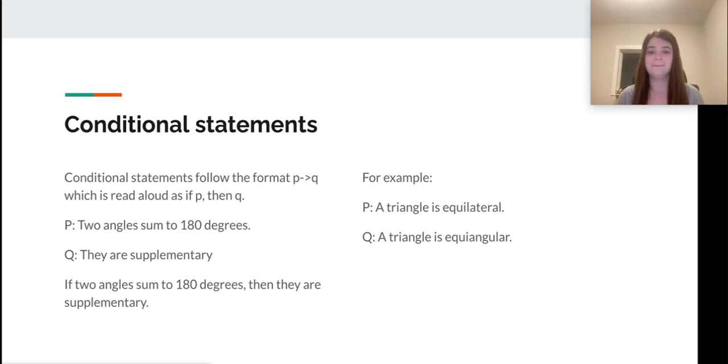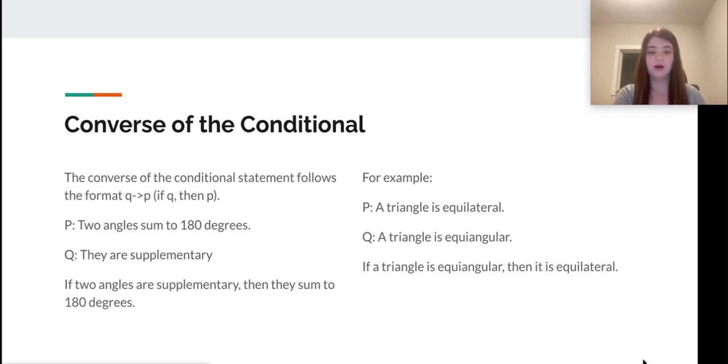Okay, let's take it up. So this one would be if a triangle is equilateral, then the triangle is equiangular. All right, key here is if P, then Q, right? If hypothesis, then conclusion. All right, let's move on to the converse.